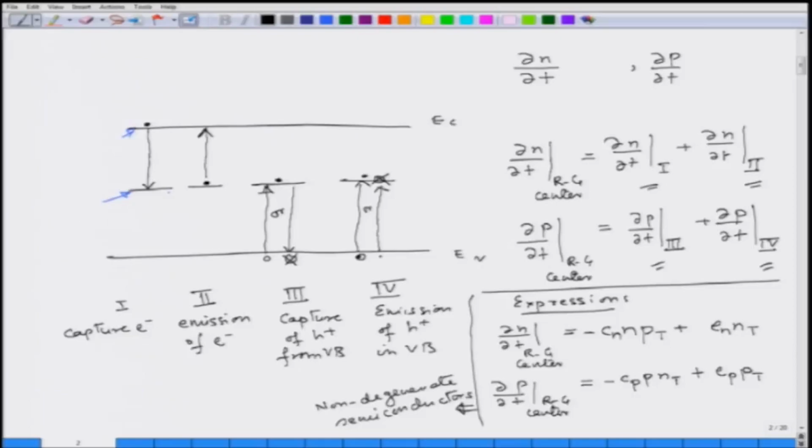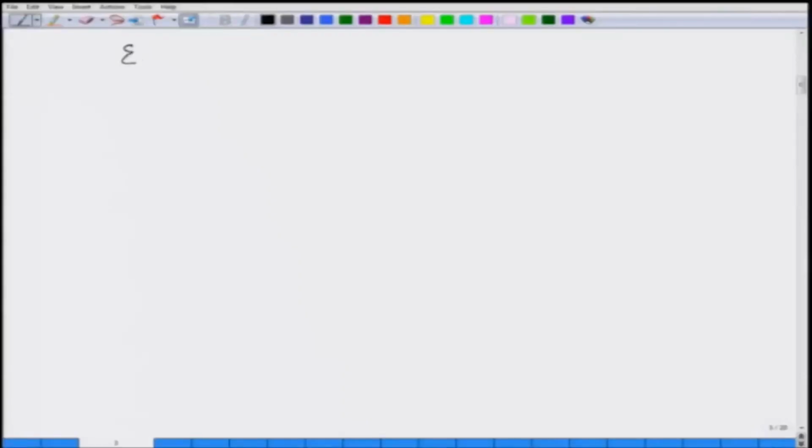We are deriving these expressions here for non-degenerate semiconductors. Now let us look at the case where we have a semiconductor with an RG center in it. What will happen in equilibrium? Let us simplify this RG statistics for the equilibrium case. What happens to those equations?